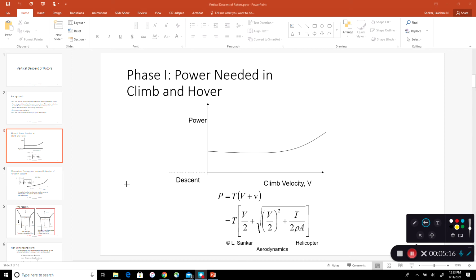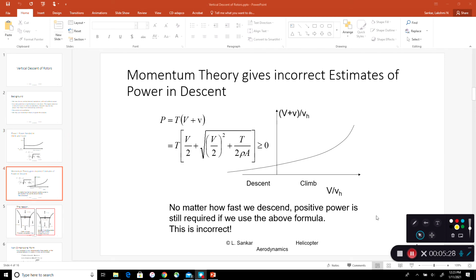So that's what's shown in the next picture here. So when you descend, this is the relationship we get. Notice that this number is always positive even when V is negative. Therefore, no matter how rapidly you descend, you still need power supplied to descend.